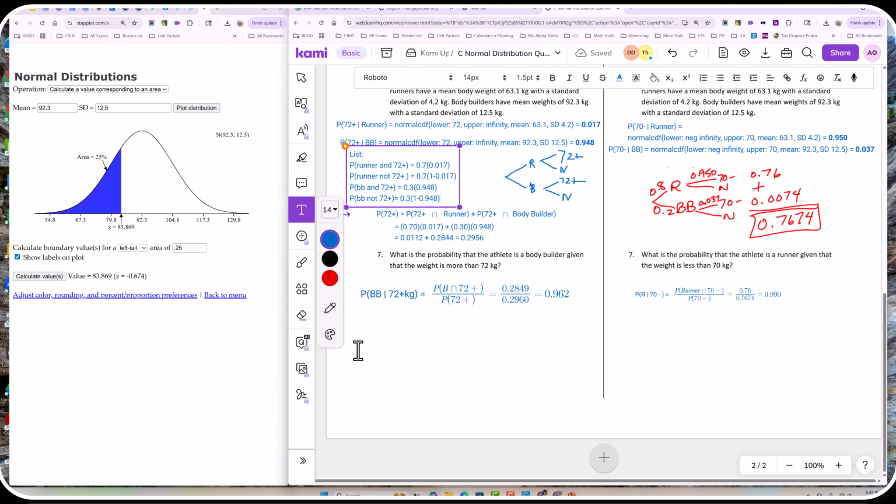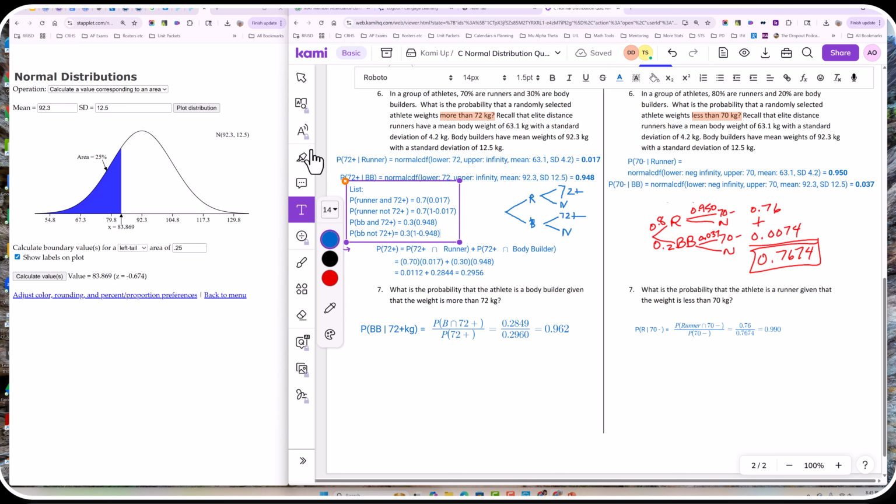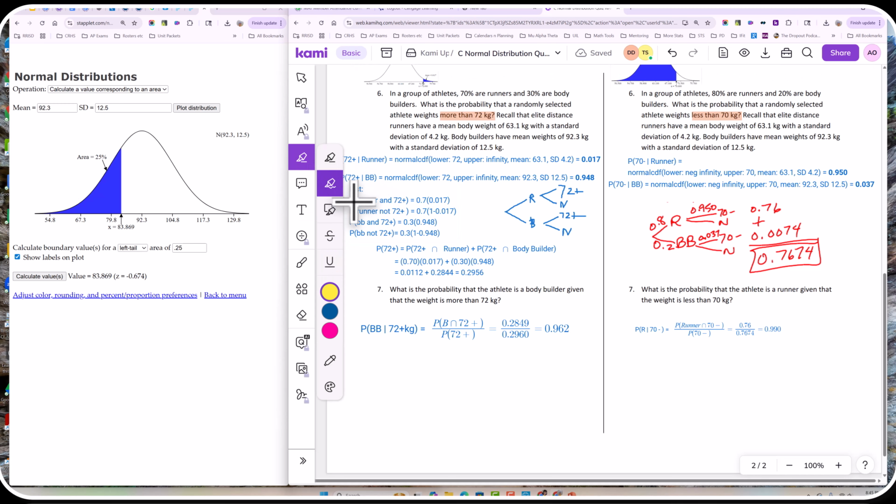So if I want to know what is the probability an athlete is at least 72 pounds, I basically just take these two answers. They could be a runner and 72 pounds. See that? Or they could be a bodybuilder and 72 pounds. So you take those two products and add them together, and that gives you the answer.